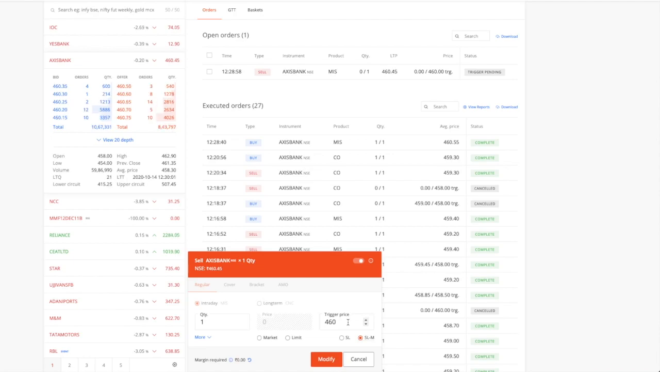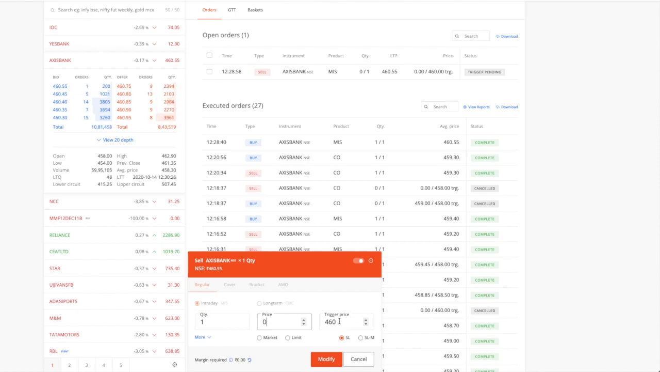You are actually pushing the order at the market price. So as soon as the price touches the 460 level, the order will be fired at the market price. Now, if I'm using an SL order, this is going to be triggered once the price touches 460. So this will basically just convert to something like a limit order.